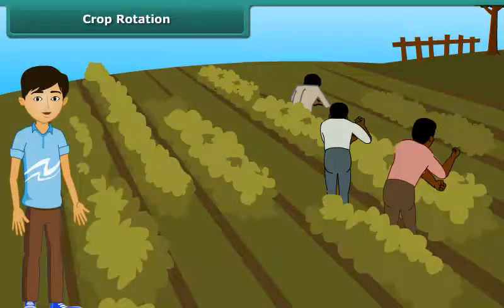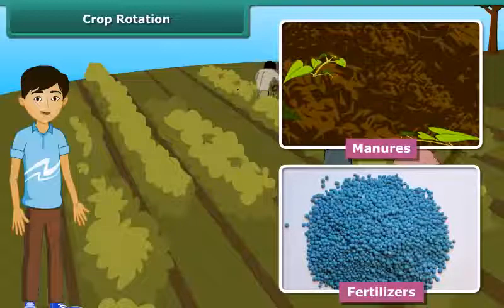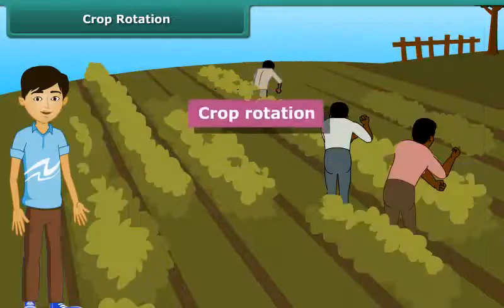Till now we have learned about manures and fertilizers and their uses. Now let us move on to know another method of replenishing the soil with nutrients. It is known as crop rotation.